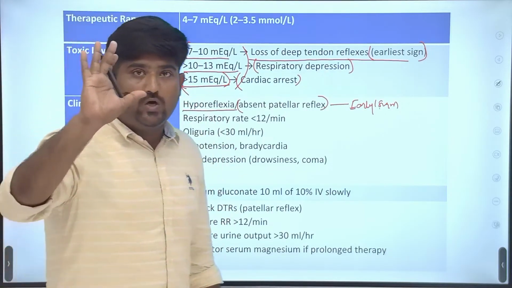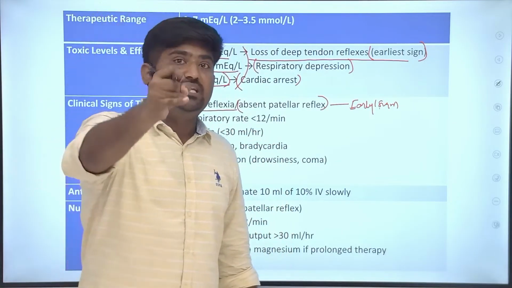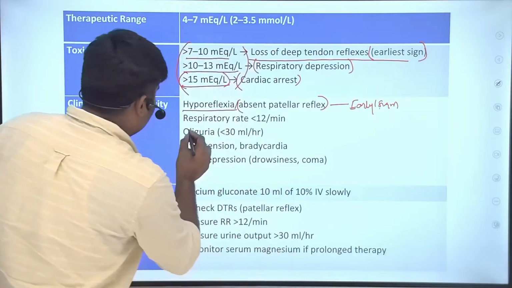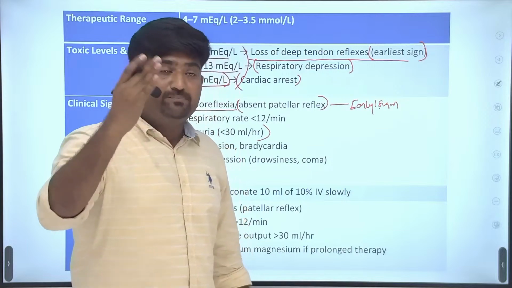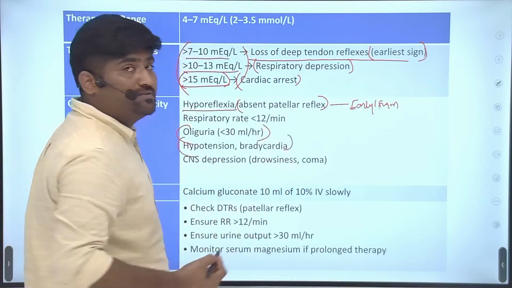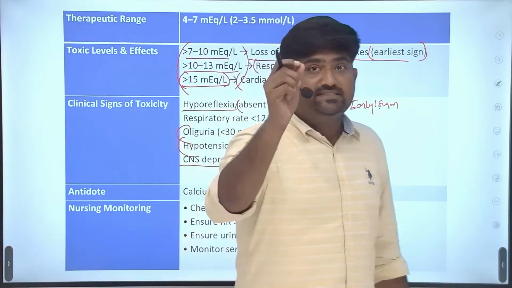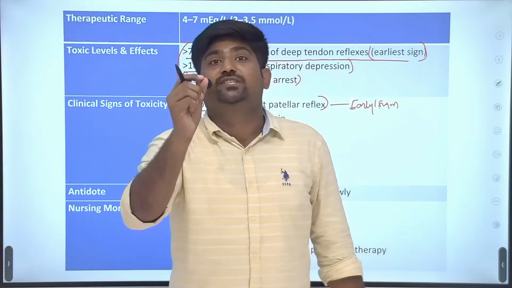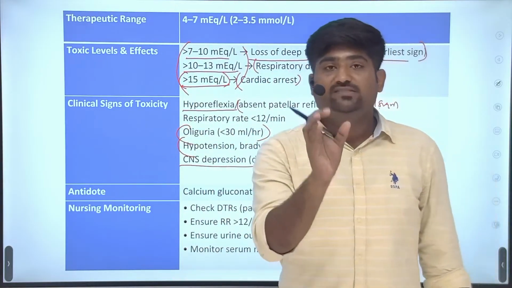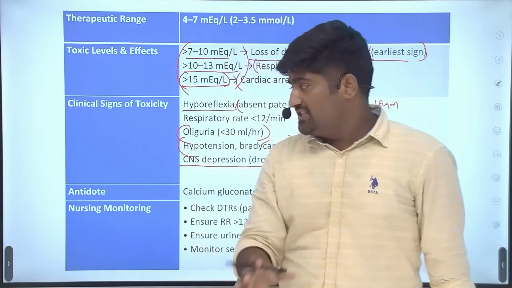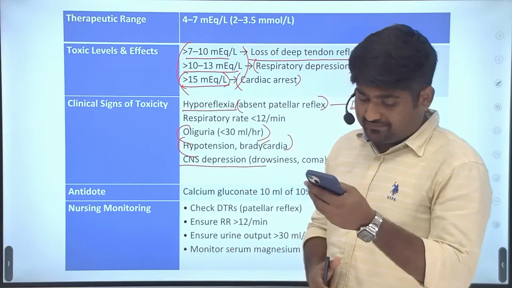Urine output also plays a vital role. Sometimes they will not give DTR or respiratory rate; they may give oliguria instead. They will give hypotension plus bradycardia, because magnesium is a CNS depressant. You can see the same symptoms in neurogenic shock. Hypotension plus bradycardia, because MgSO4, that is magnesium, is a CNS depressant.